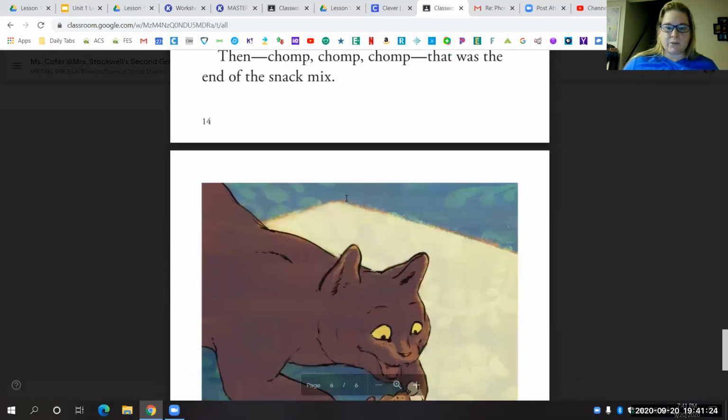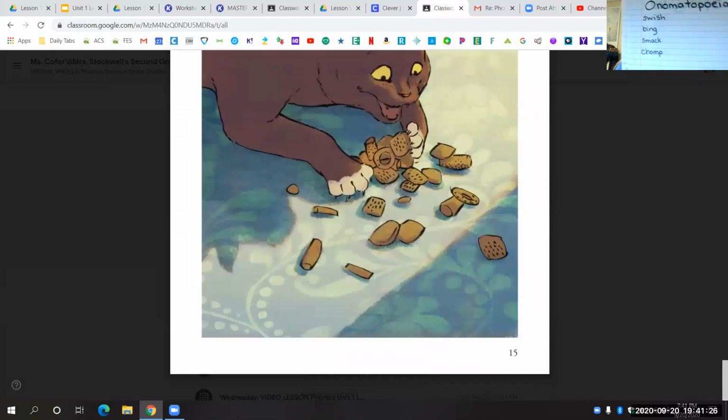Okay, so that is the end of our story. So there are only 4 onomatopoeias in this part of the story. We have swish, bang, smack, and chomp. So pause the video, get these written on page 12. I put my own page number down there. Page 12, onomatopoeias. Get those written down and then push play when you're ready to move on.